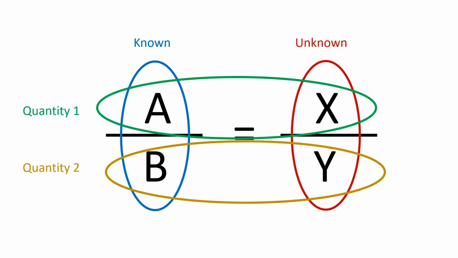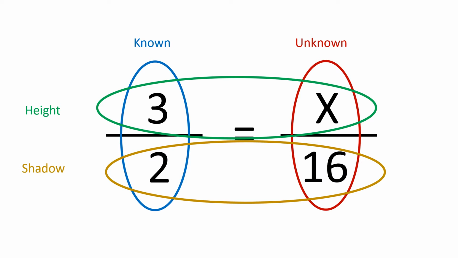Our two quantities are height and shadow length. It doesn't matter which we put on the top and which we put on the bottom. We just have to pick one and stick with it. Let's put the height on the top. Now we enter the values. We know both the height and the shadow length for the yardstick, so that goes on the left. We put the shadow length for the tree on the bottom of the right ratio. Let's see how to solve it.